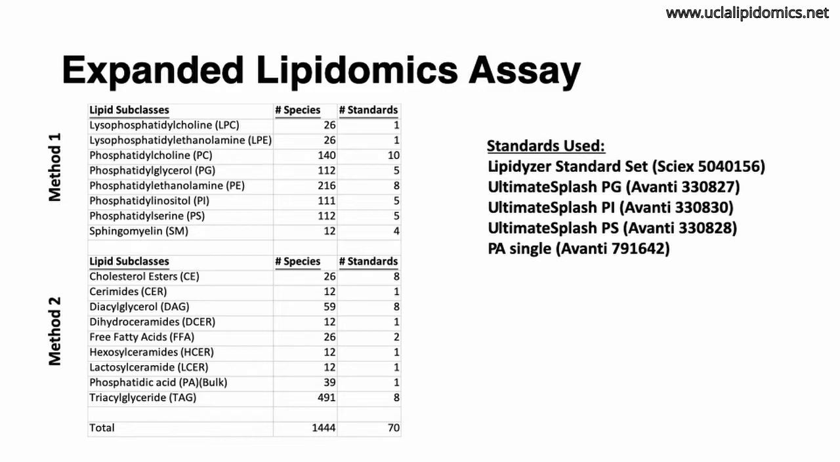It should be noted that the expanded lipidomics assay also contains additional MRMs across many lipid classes that are required for isotope correction. These MRMs for isotope correction are not reported because of a mute flag within the analysis key. The assay uses a set of 70 lipid standards consisting of the lipidizer standard set, Avanti's UltimateSPLASH mixes for PG, PI, and PS, as well as a single PA standard.